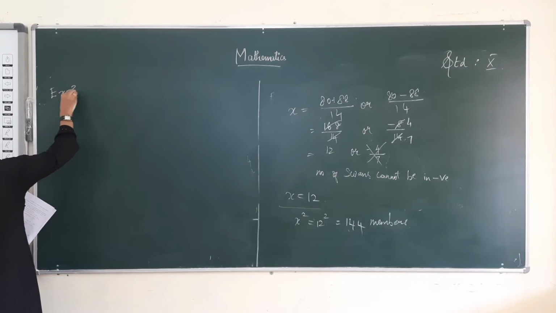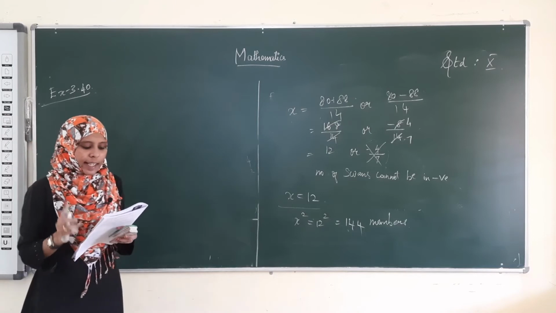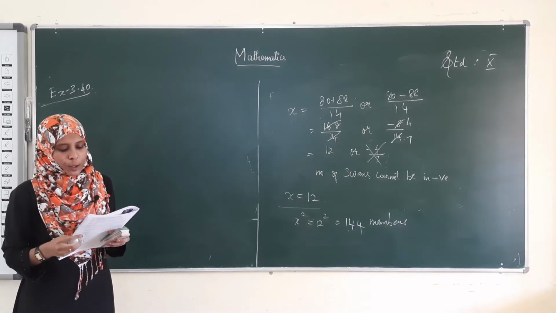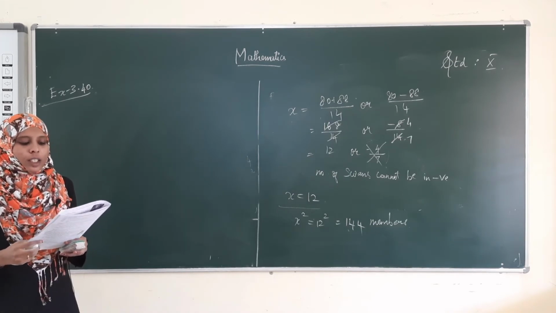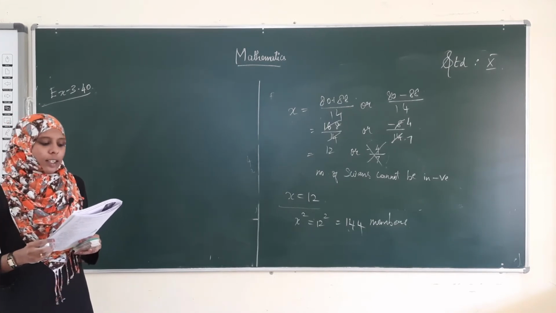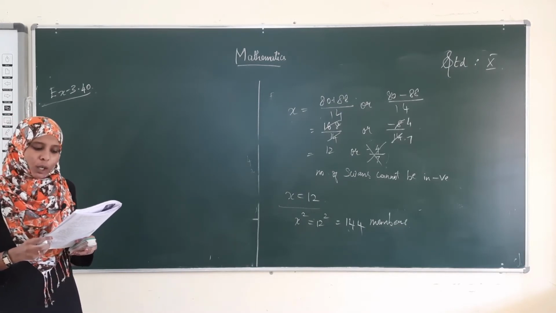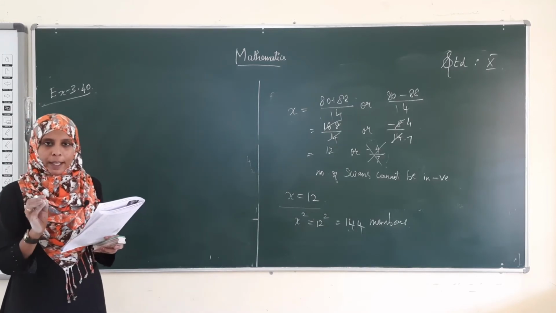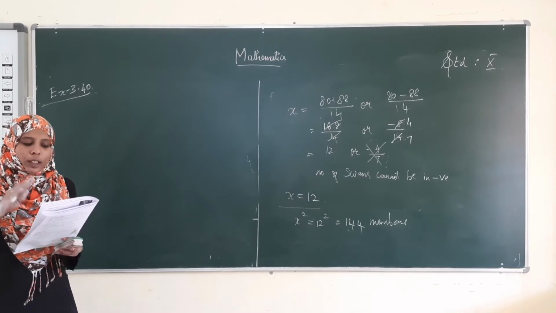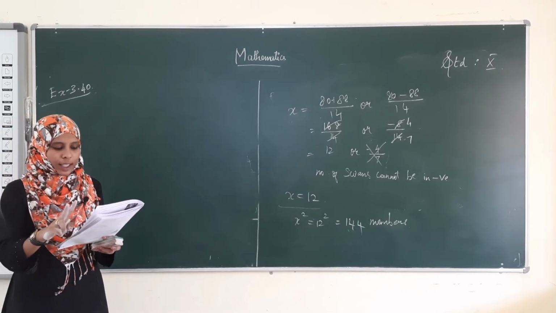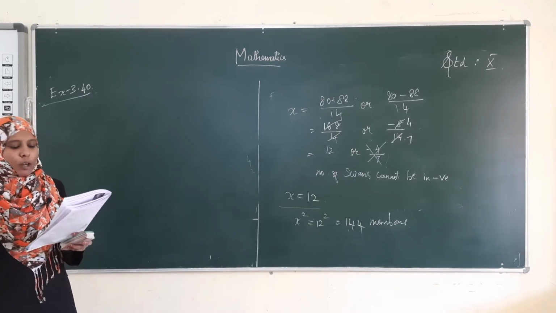Example 3.40. A passenger train takes 1 hour more than an express train to travel a distance of 240 km from Chennai to Virudhachalam. The speed of the passenger train is less than that of an express train by 20 km per hour. Find the average speed of both the trains. We have to find the speed of both the trains. There are two trains, the passenger train and the express train. Both are traveling a distance of 240 km from Chennai to Virudhachalam.